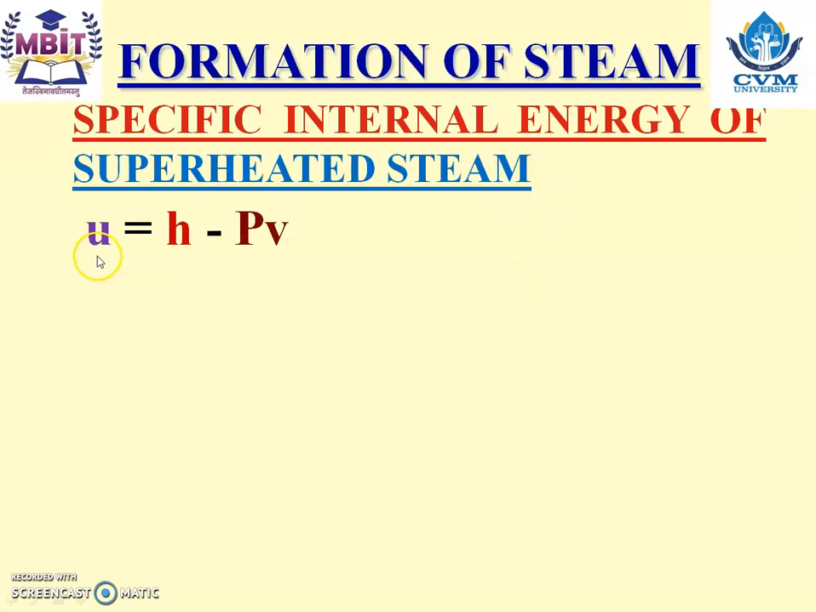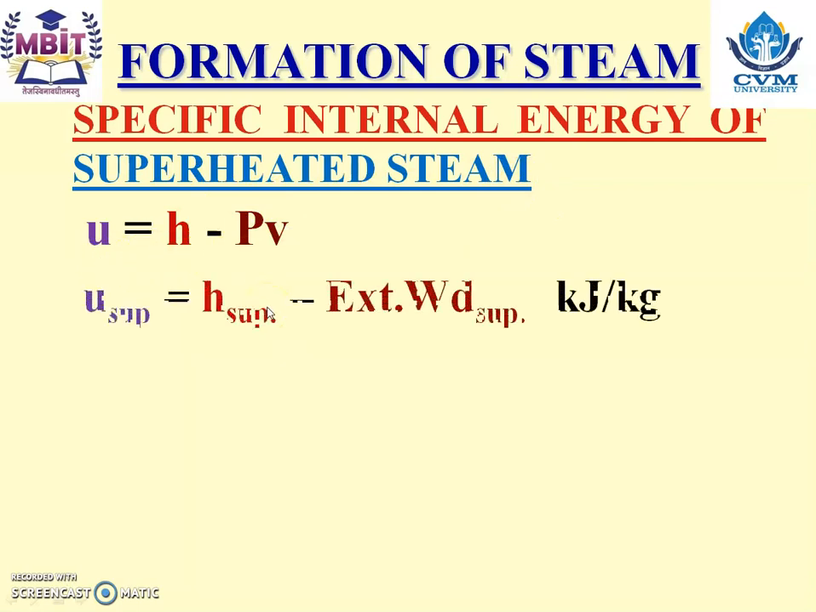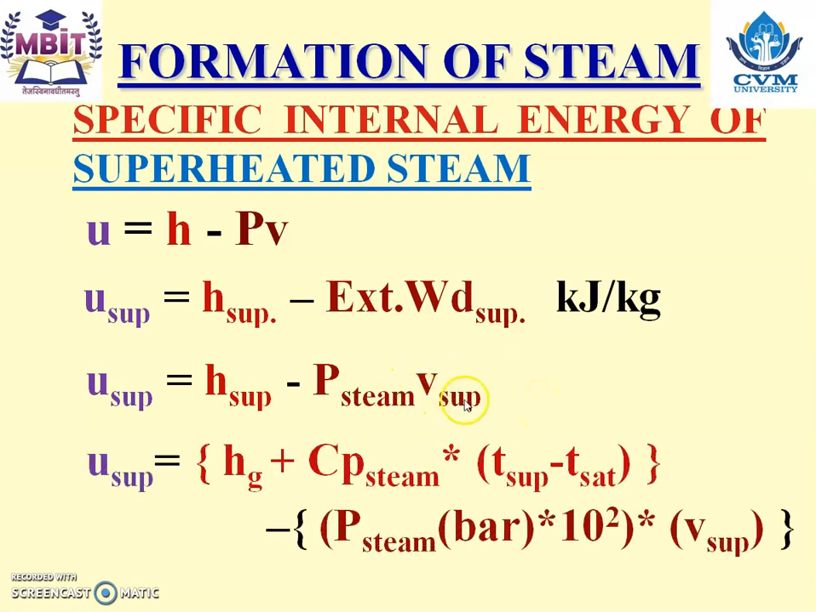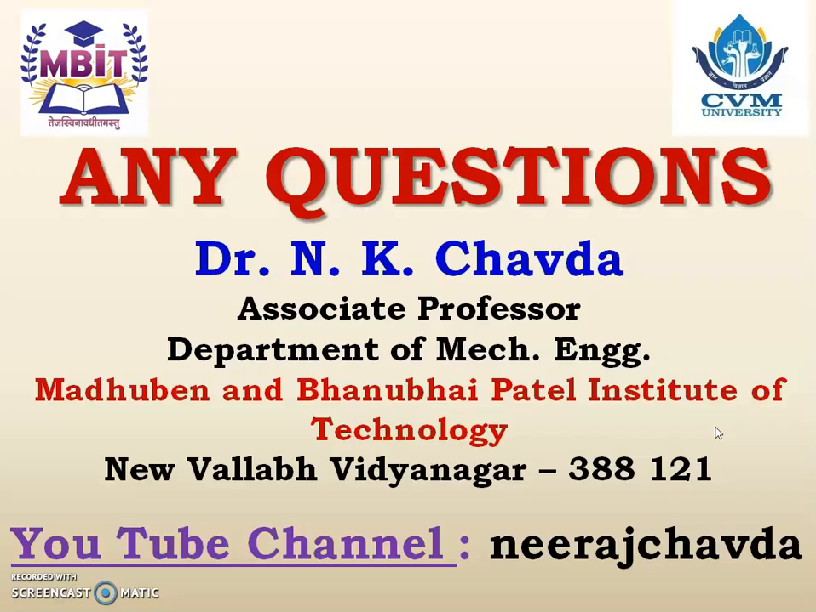Again the equation is the same, U is equal to H minus PV. So U sup is equal to H sup minus external work done for the superheated steam. What is the equation for external work done for superheated steam? Pressure of steam multiplied by specific volume of superheated steam. Again, what is the equation for the enthalpy of superheated steam? Hg plus Cp of steam multiplied by T sup minus T set, minus pressure of steam in bar multiplied by 10 raised to 2, multiplied by specific volume of superheated steam.